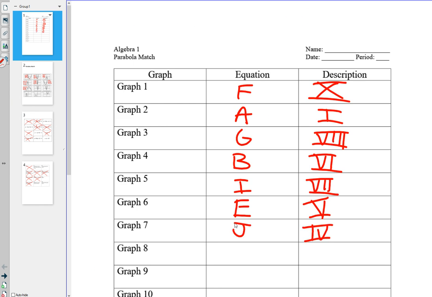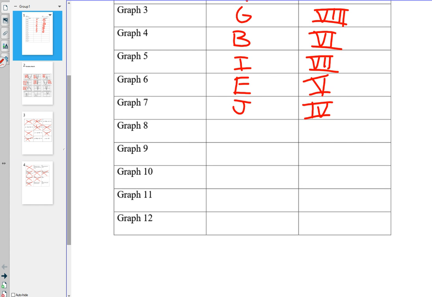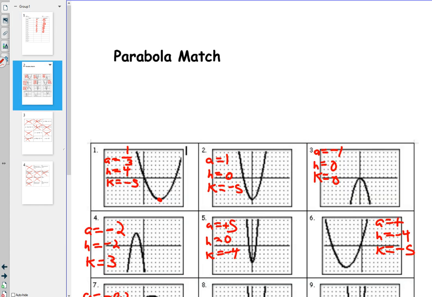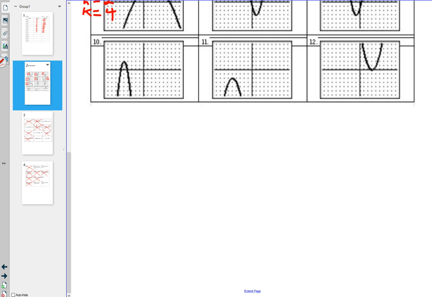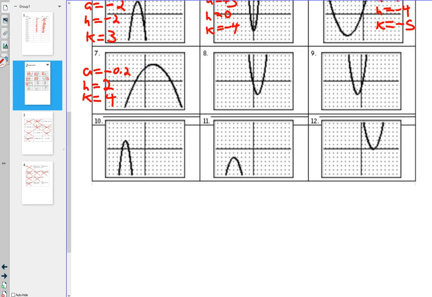Okay. 5 left. This one looks a little skinny. So there might be a stretch. It's hard to tell with the graph, but we know it's positive. H is 1. It looks like it's just 1 to the right, and then 3 down.